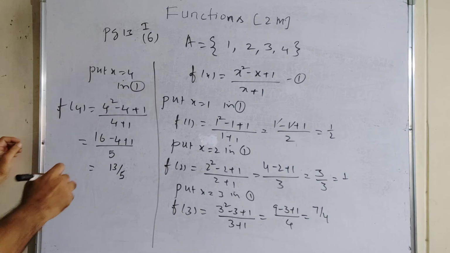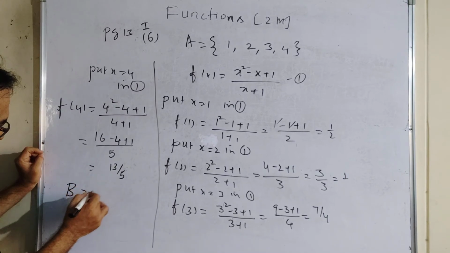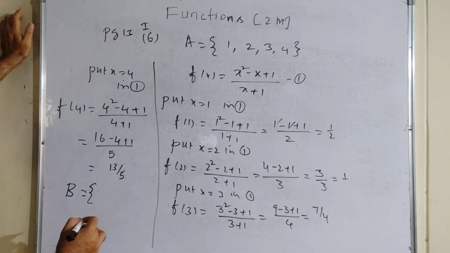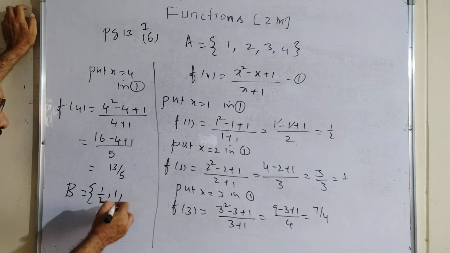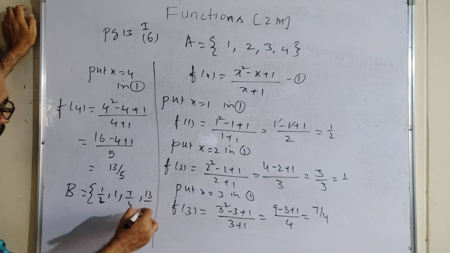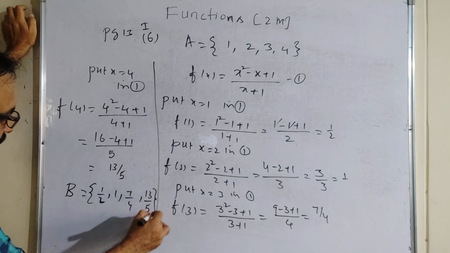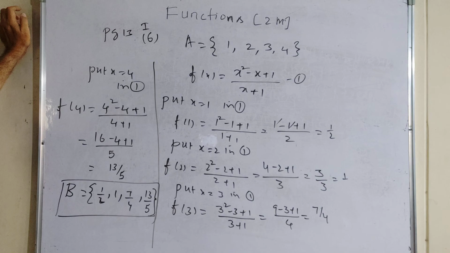Now the set B elements are something like this. Simply write in serial order: 1/2, 1, 7/4 and 13/5, and this is the final answer that you need to put down.